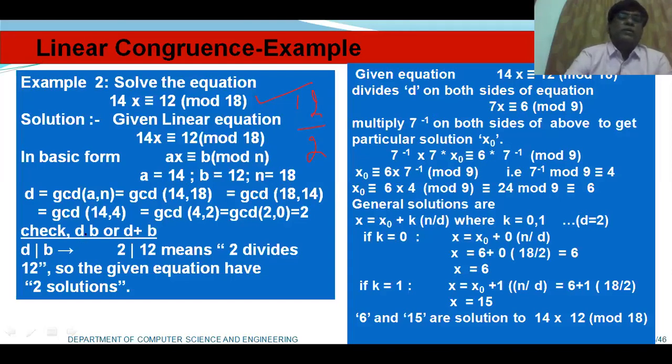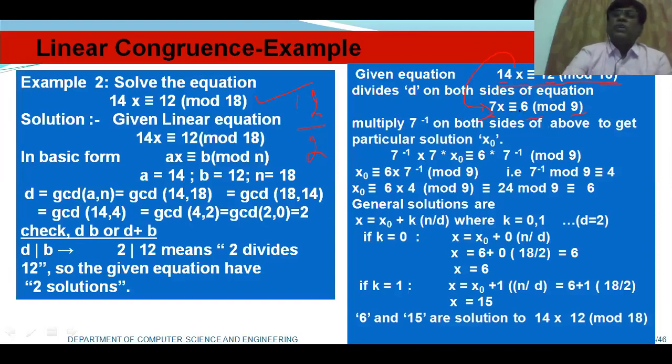So how to find the particular solution? The given equation is 14x congruent to 12 mod 18. In the first step, divide both sides by d, including the modulus. So here 14 divided by 2 is 7, 12 divided by 2 is 6, 18 divided by 2 is 9. So after dividing, the reduced equation is 7x is congruent to 6 mod 9.